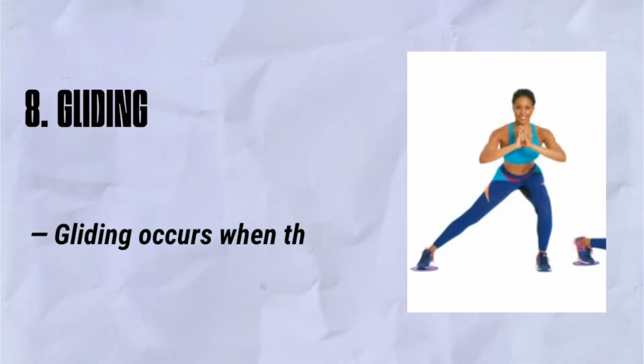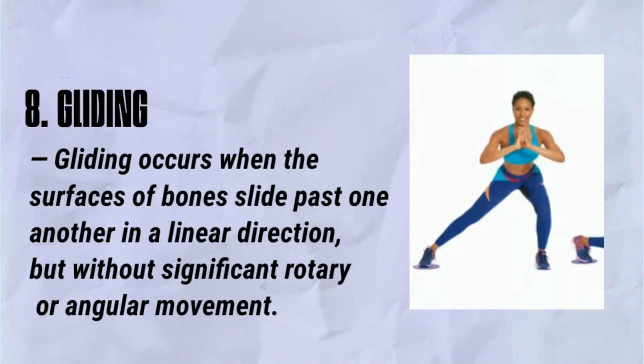The eighth movement is gliding. Gliding occurs when the surfaces of bones slide past one another in a linear direction, but without significant rotary or angular movement.